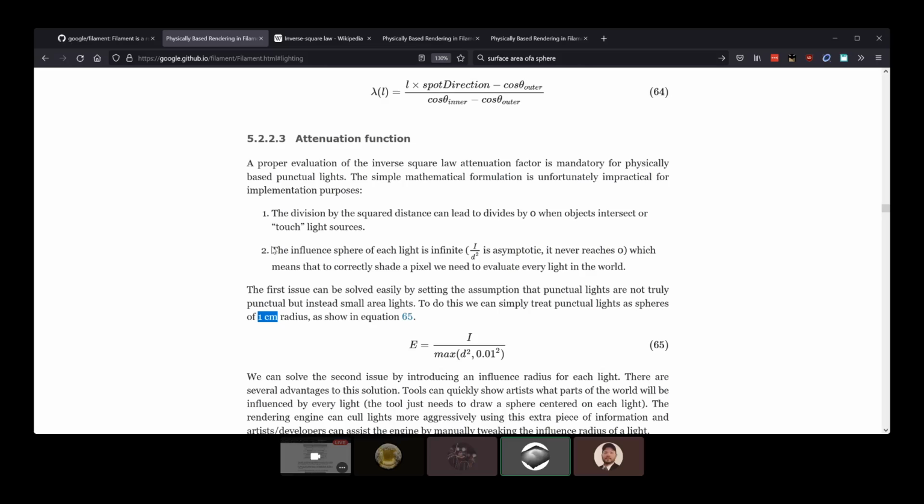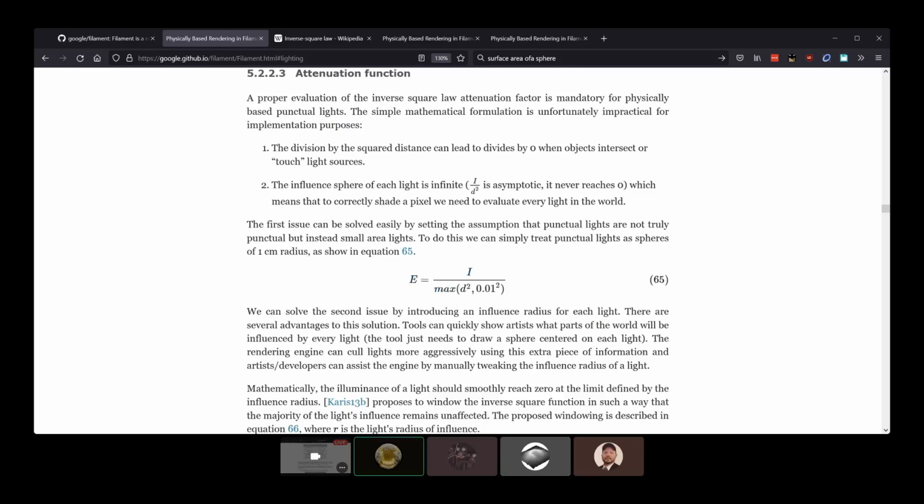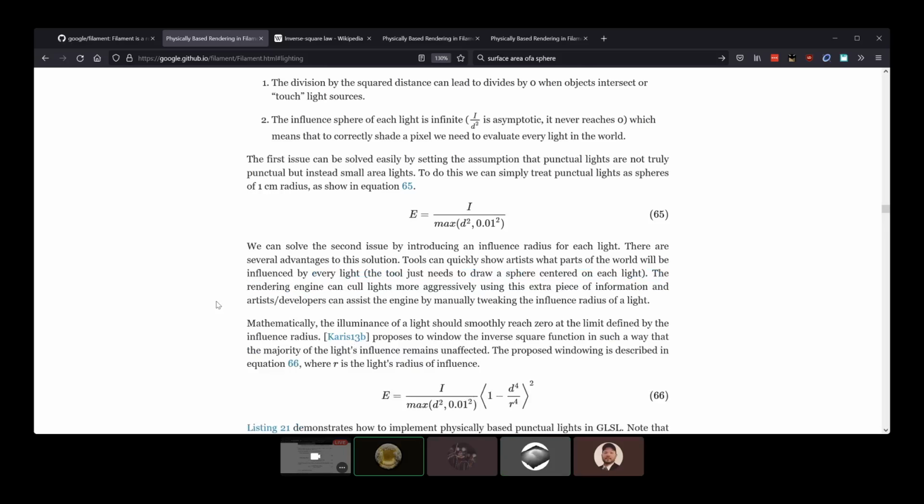The second one's more interesting. Well, not more interesting, it's more okay. We just have to cut it off at some point, or reach a fancy equation. Max. Wait, that's something they mentioned. Okay, that's interesting. They treat lights as spheres. Yeah, you would have to evaluate every light if you didn't cut off the distance at some threshold. Yeah, that makes sense.